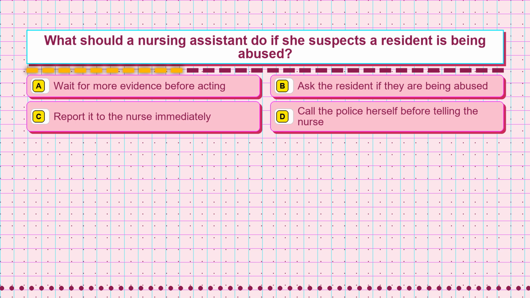Question 20. What should a nursing assistant do if she suspects a resident is being abused? Option A. Wait for more evidence before acting. Option B. Ask the resident if they are being abused. Option C. Report it to the nurse immediately. Option D. Call the police herself before telling the nurse.